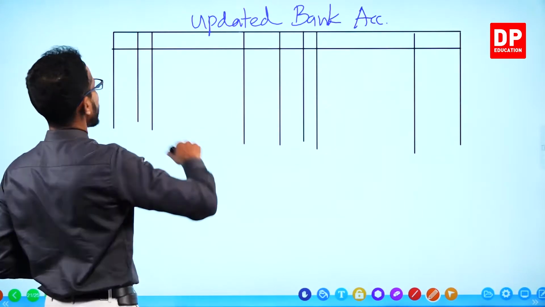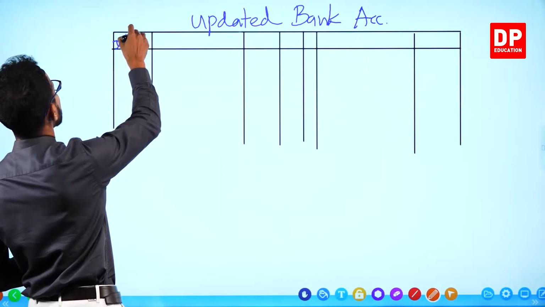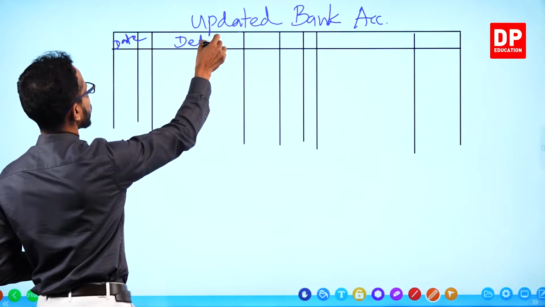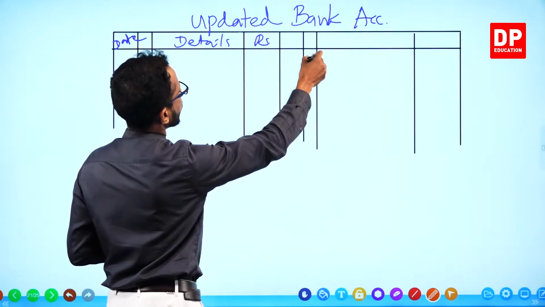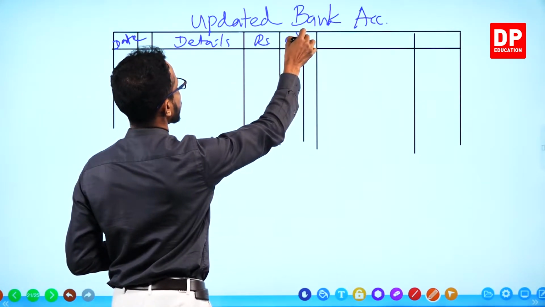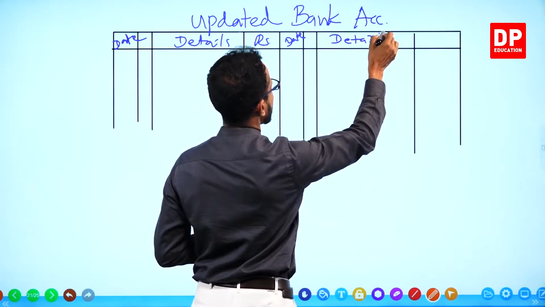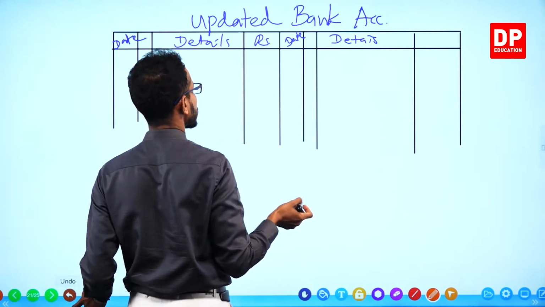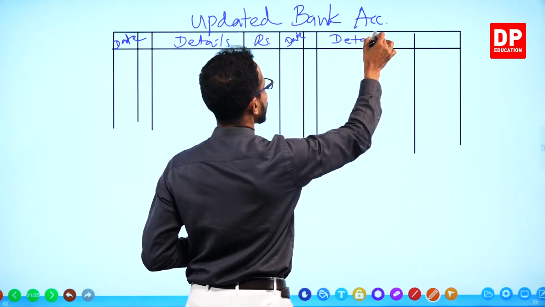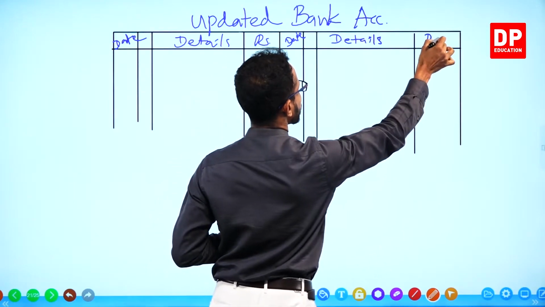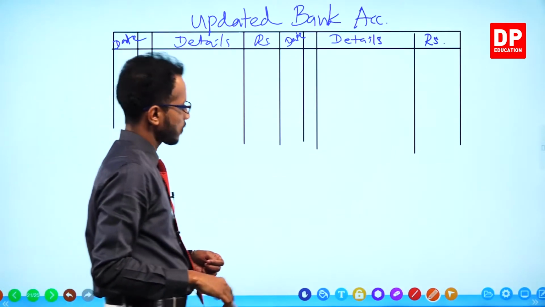Updated bank account. All right, let's name the columns. Date, details, rupees, again date, details, rupees.